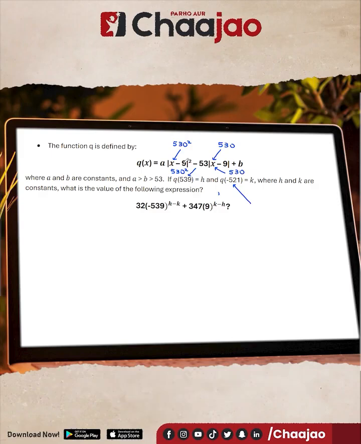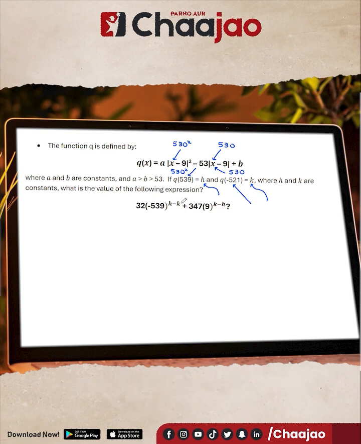Which means what? I don't know what these values of y, h, and k are, but I do know both of these two values of y should be exactly equal to each other. And once you're subtracting two values which are equal to each other, the difference is always 0.